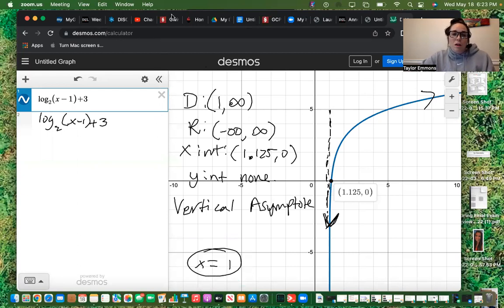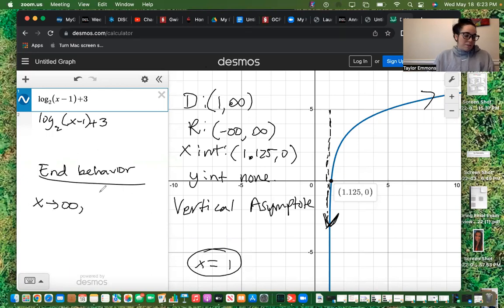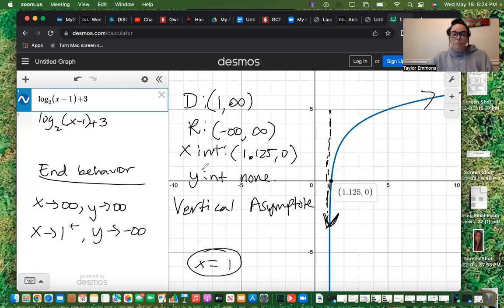All right. In behavior, kind of the same deal as last time, but again, I'm just going to go over it just in case you see it. As x is approaching positive infinity, so as we're moving to the right, what's happening to our y values? They're going up, right? So that's going to be y goes to positive infinity. As x approaches 1 from the right-hand side, what is y doing? Well, y is going to negative infinity.